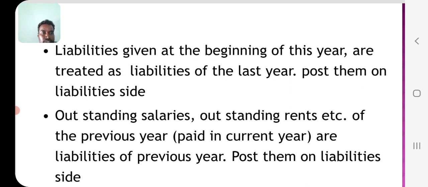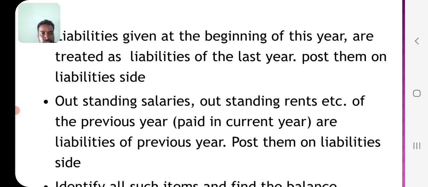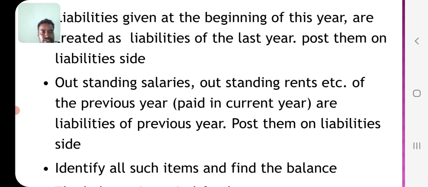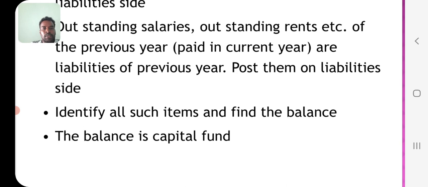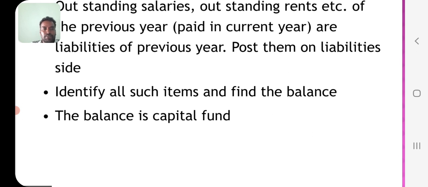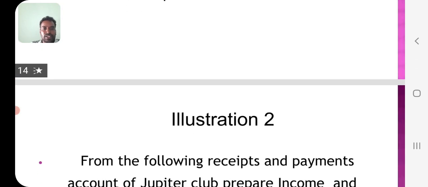Liabilities given at the beginning of the year are treated as liabilities of the last year; post them on liabilities. Outstanding salaries, outstanding rents, etc. of the previous year, paid in the current year, have to be taken to find the capital fund. Post them on liabilities. Identify all such items and find the balance. The balance is the capital fund.